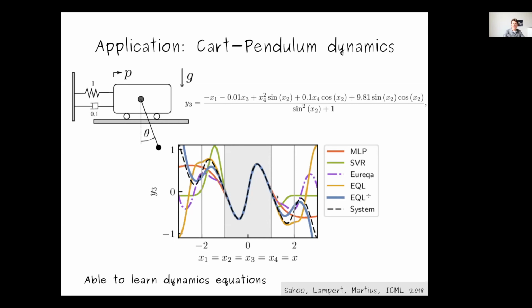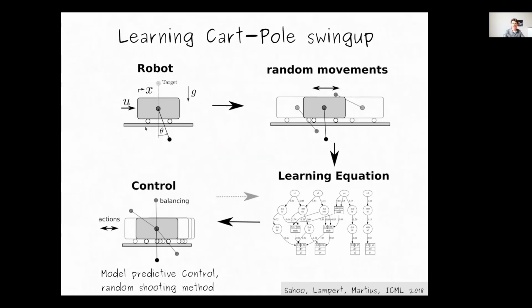But what happens if you really run this on a little simulated robot? So we have such a robot. We can move it left and right. We do some random actions at the beginning because we don't know anything. We collect data. From this data, we learn the differential equations, and then we use these differential equations for planning.